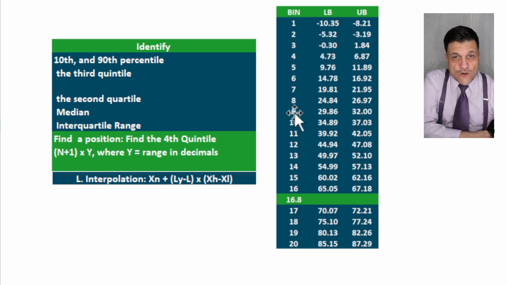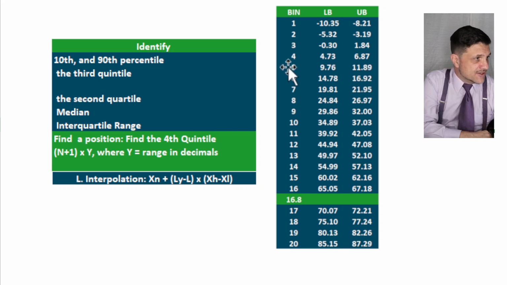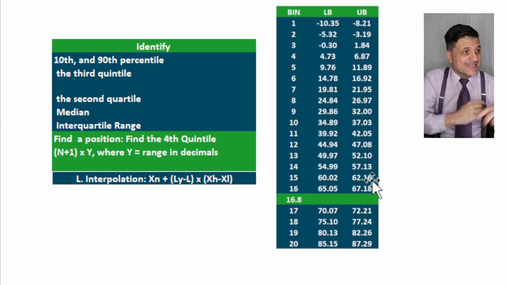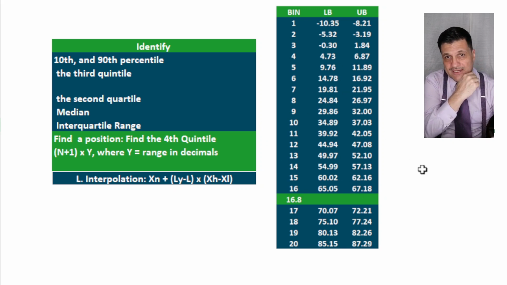Okay, so where is the interquartile range? The interquartile range is between the second and the third. So locate the second quartile, which starts here on number 5, and locate the third, which is right here at the end of 15. The difference between the lowest number and the highest number is your range.